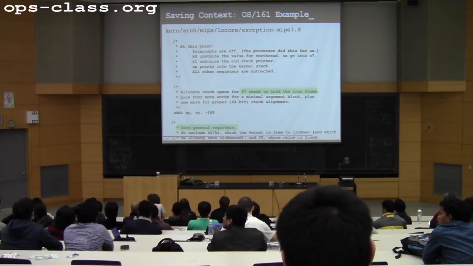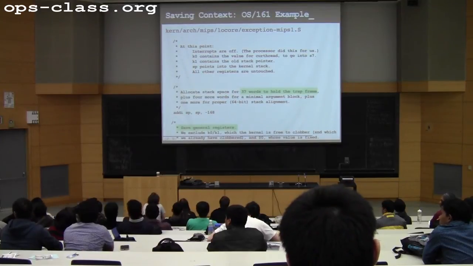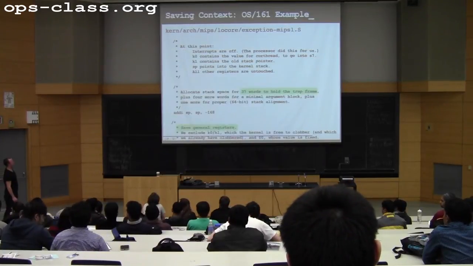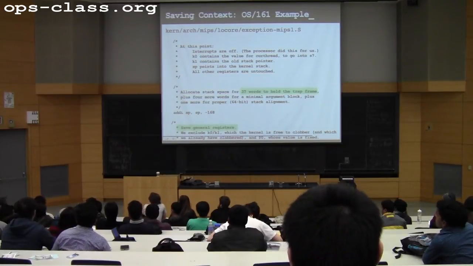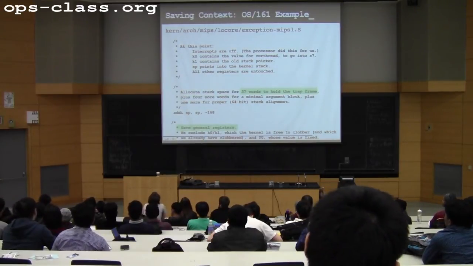Okay, so if you guys have seen this code, I'll let Jinghao go through this in detail. Oh, here we go. Okay. So this is the beginning of the trap frame code. This is in assembly.